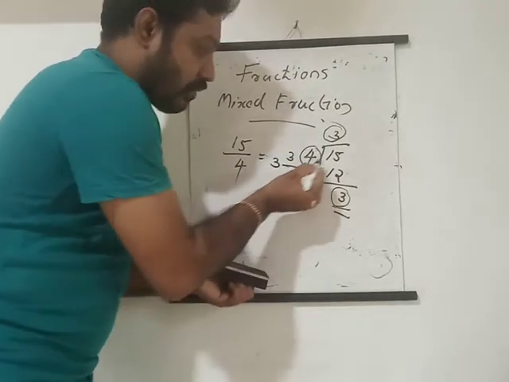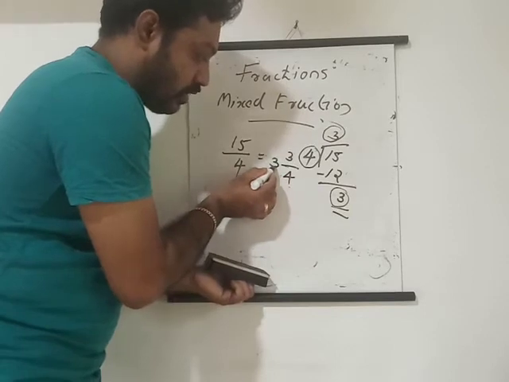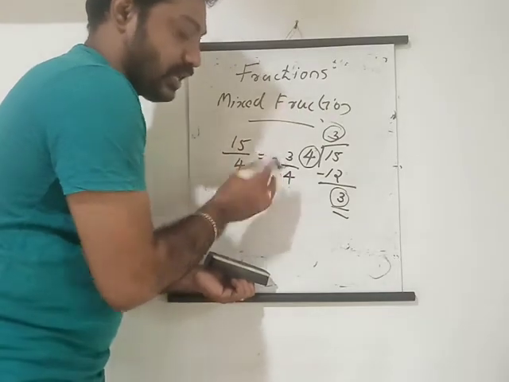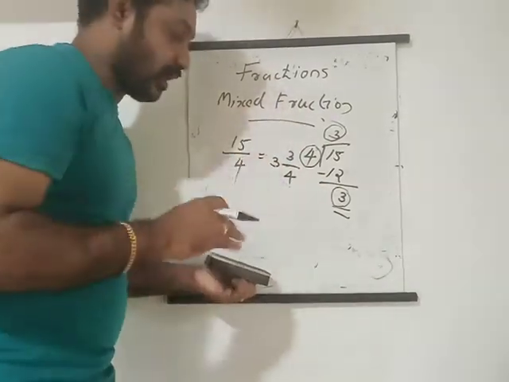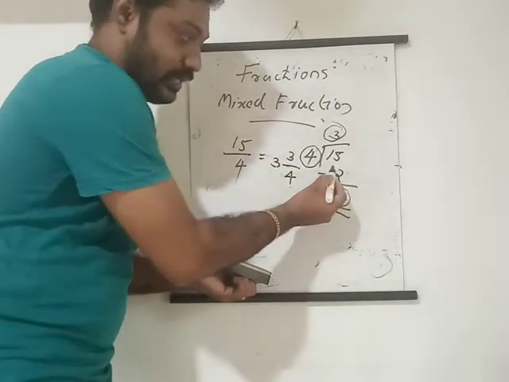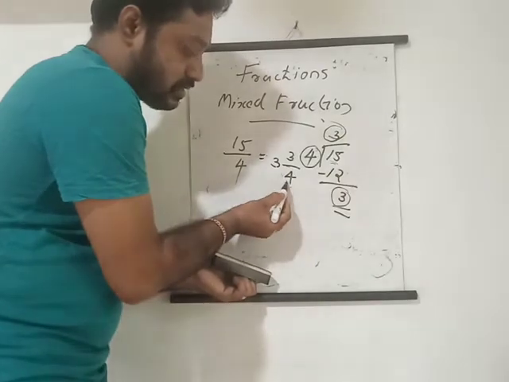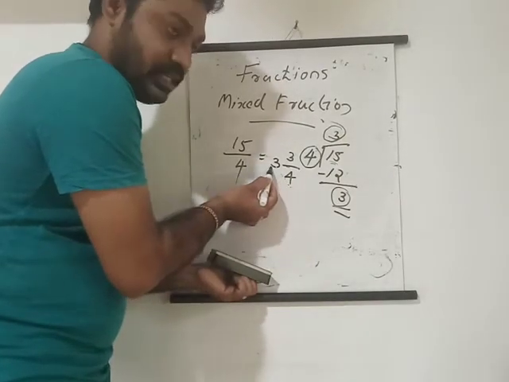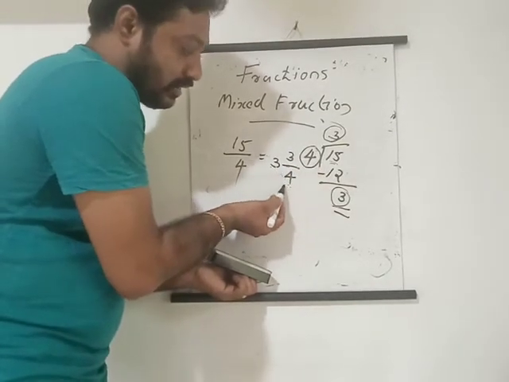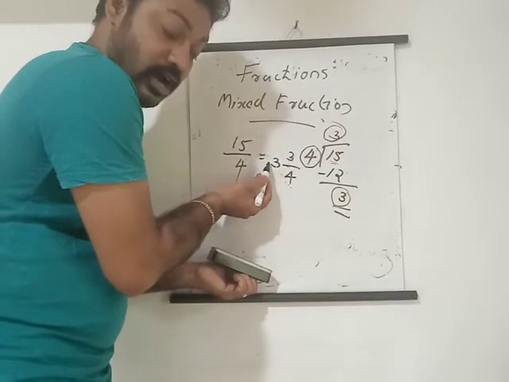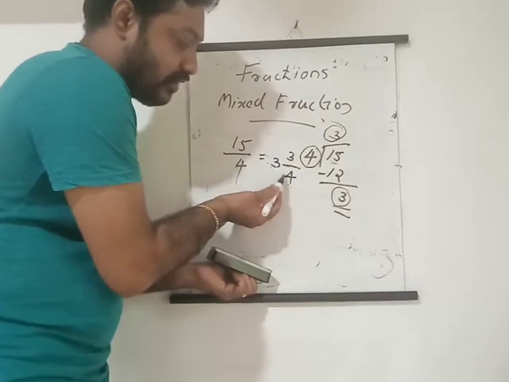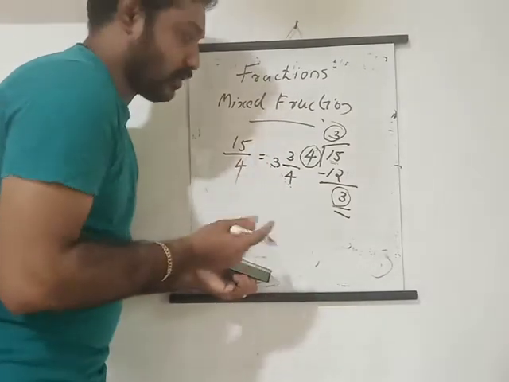To get our answer 15, just multiply: 3 4s are 12 plus 3 is 15. I will explain that later. This is the way you can check whether our answer is correct or not. The rule is that the dividend is equal to the divisor into quotient plus remainder. So 3 4s are 12 plus 3 is 15, we are getting the dividend. One more example.